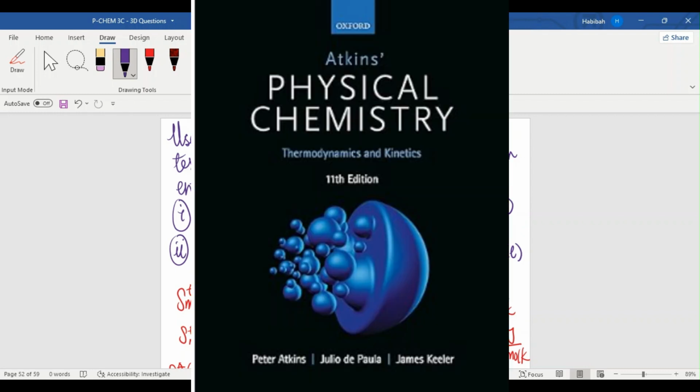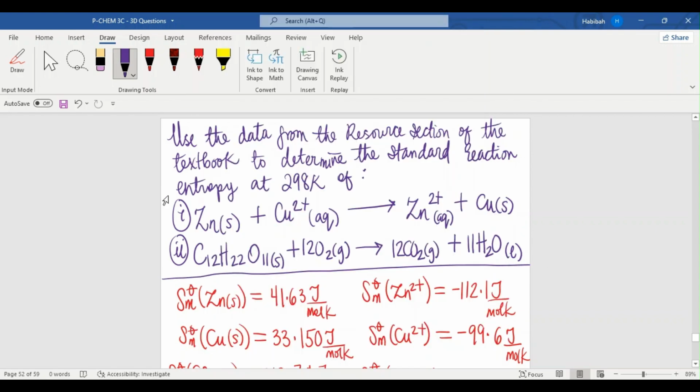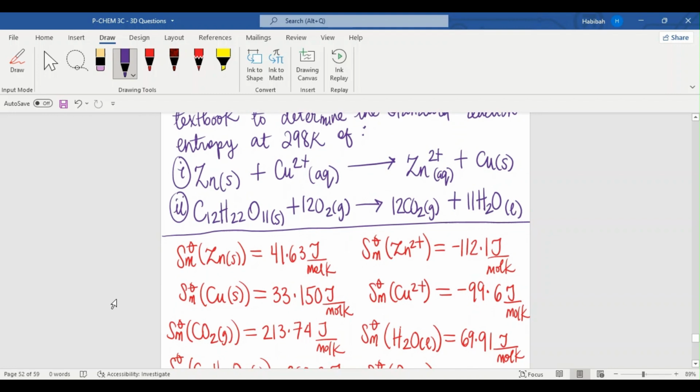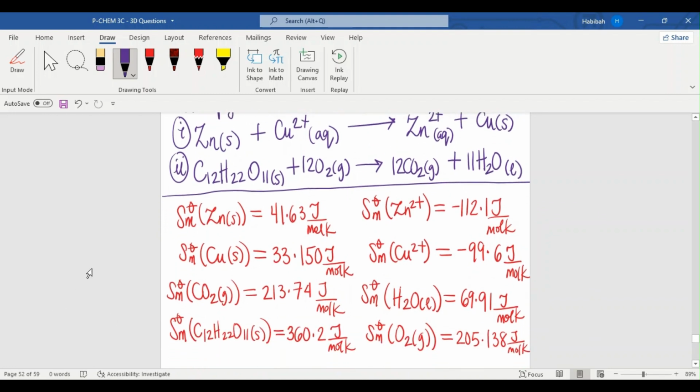I wanted to mention that the textbook I'm using is the Physical Chemistry Atkins 11th edition textbook, and the question stops at the second reaction. But because I want to make sure everyone is on the same pace, for example if you don't have the Atkins Physical Chemistry 11th edition textbook, the resource section is at the back of the textbook, and I have gone to the resource section and written all of the values that we're going to be using. So I would require you to pause this video and write all of this information down, so that when we use these values in our calculation you're not left confused. I'm not going to be going back and forth through the pages because I have my own personal note.